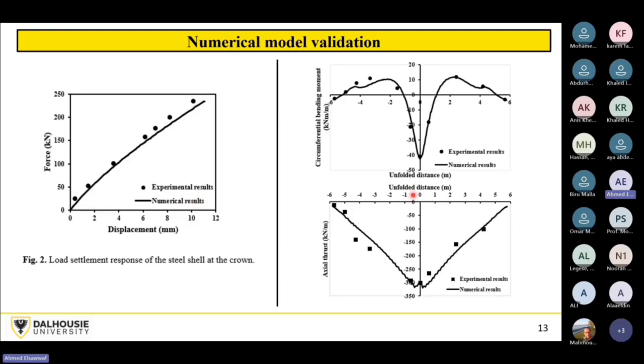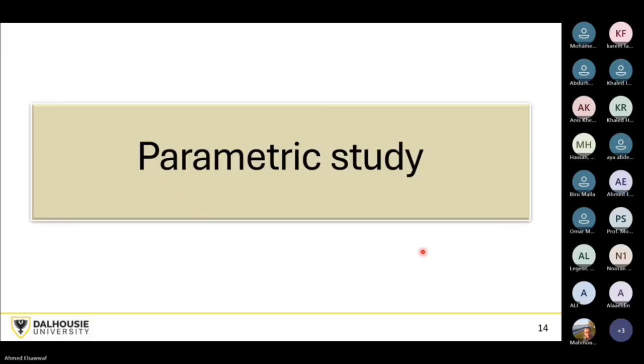And along the steel arch, if we have the unfolded distance on the x-axis and the bending moment on the y-axis, or the axial thrust, which is the normal force in the circumferential direction, you can see that we have a good agreement as well. So we are now sure that our model is doing well, and we can start our study.